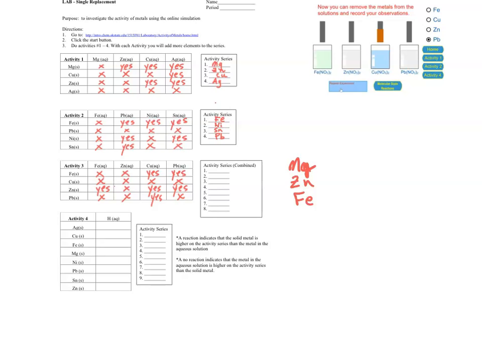and iron. All right, so we know those are the top 3, and then the least reactive one, probably on the bottom, looks like that's going to probably be silver. So we can put that one way down at the bottom. And now we got to figure out the rest.